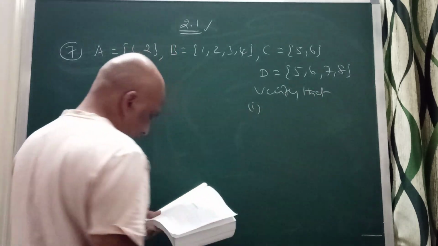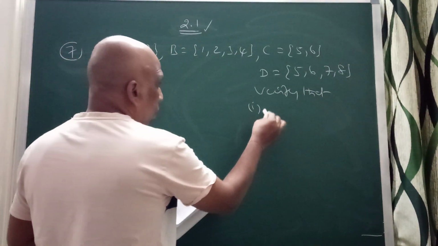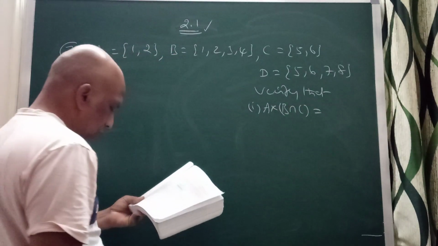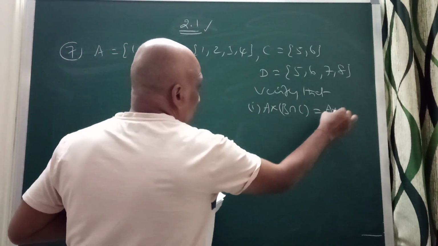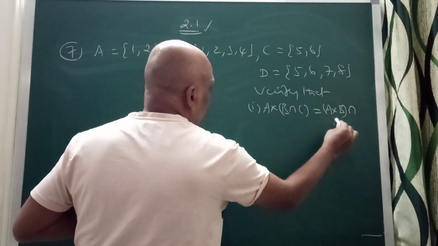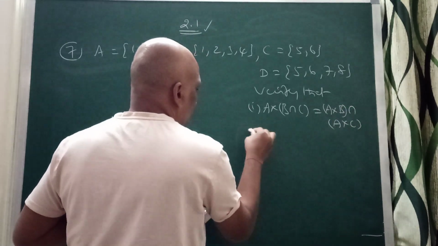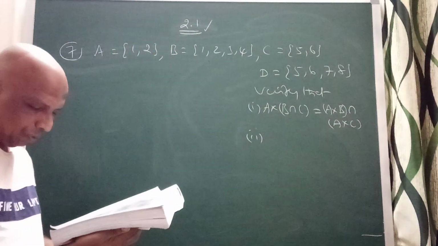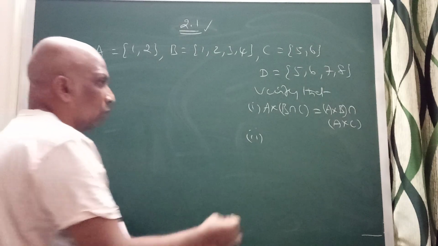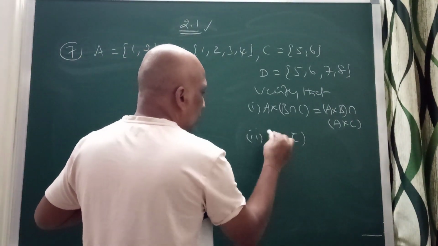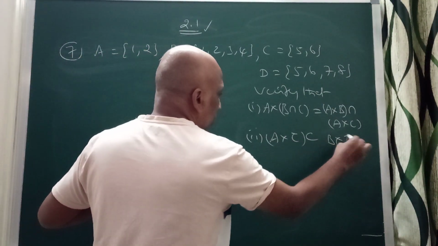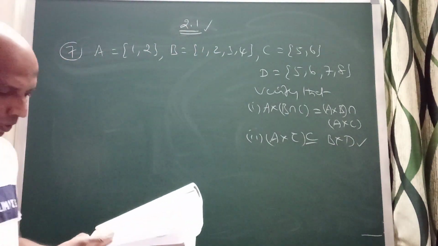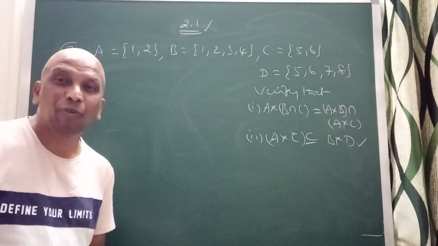See the first one: verify that A cross B intersection C is equal to A cross B intersection A cross C. So this is the first result. Second one, A cross C is a subset of B cross D. They are asking to verify these two.